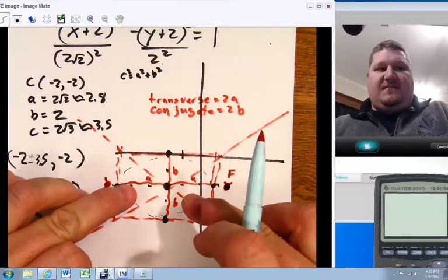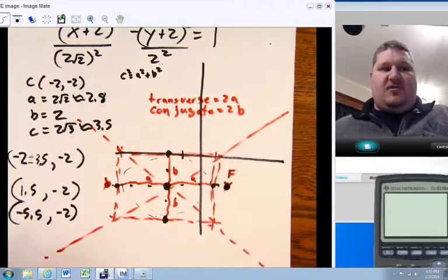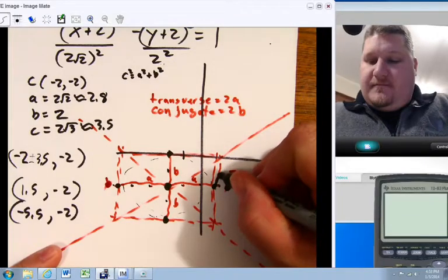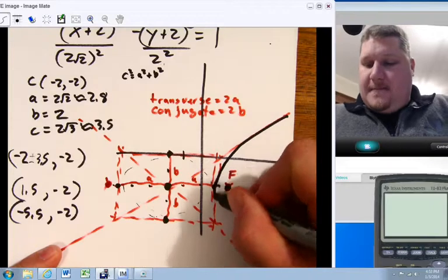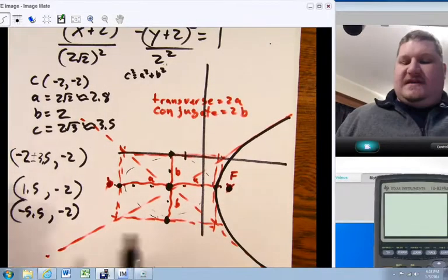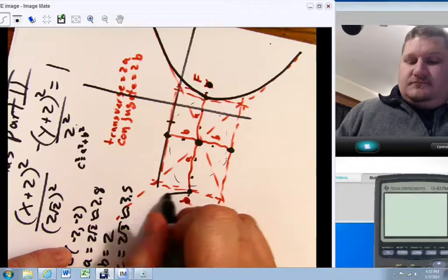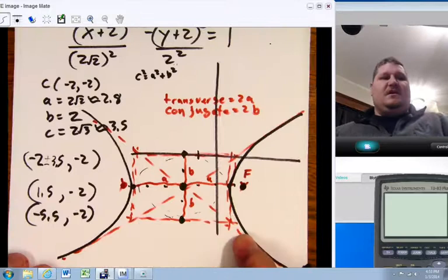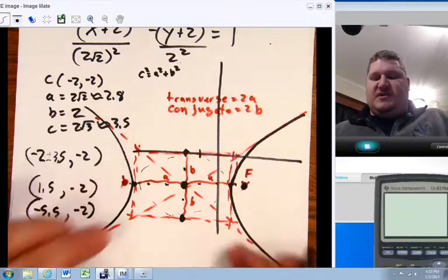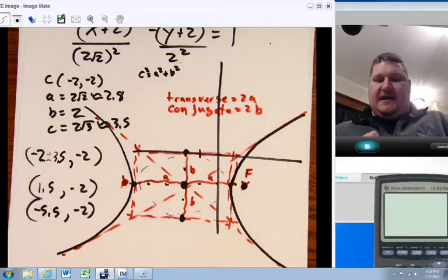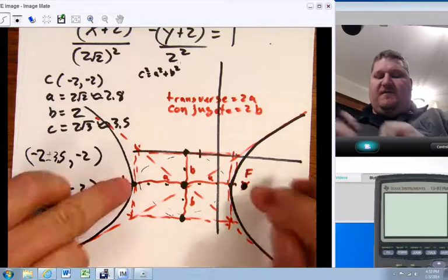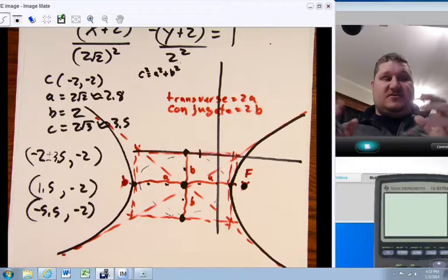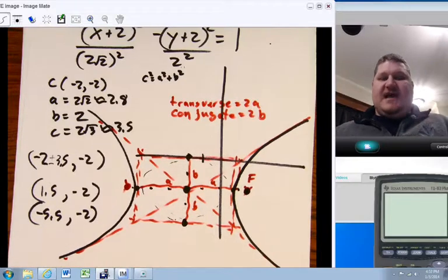Nothing can be in the box, nothing can cross the asymptotes, so what remains is a shape that looks like this. It's a big giant H. The black, the red is just a guide. The black is the graph itself. The foci are here. So we have center, major axis, transverse axis, conjugate axis, asymptotes.